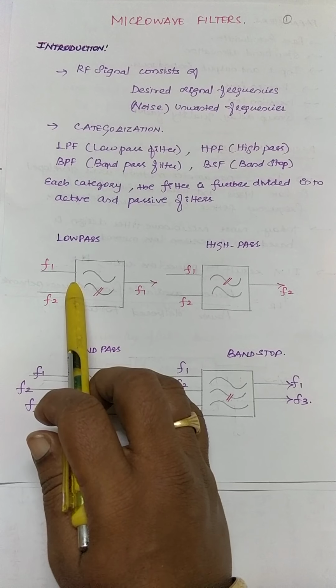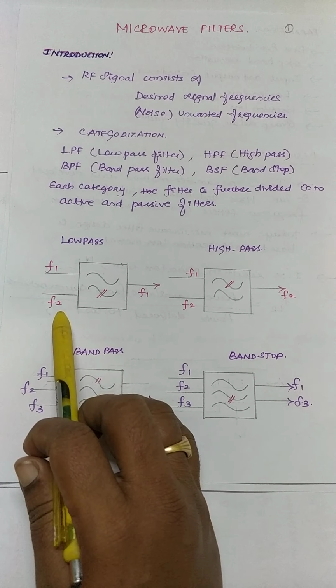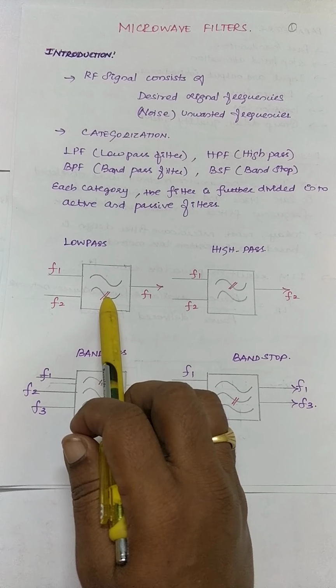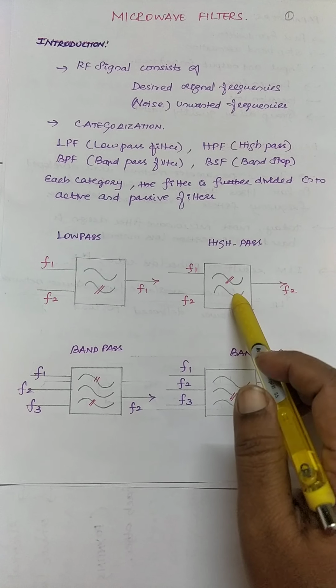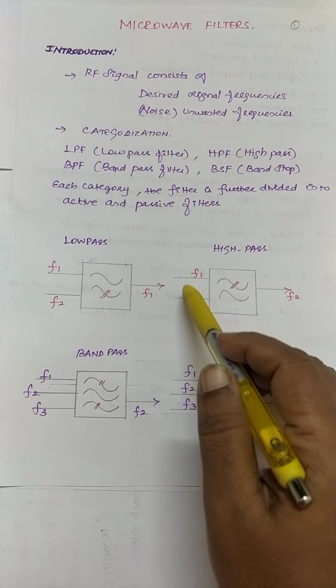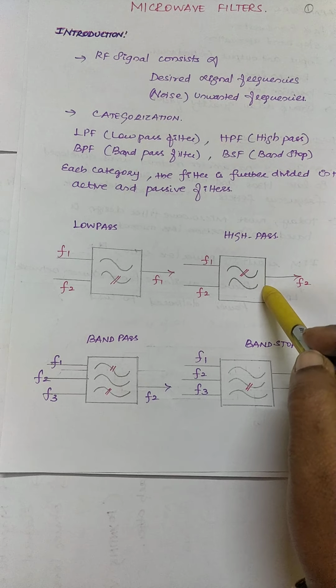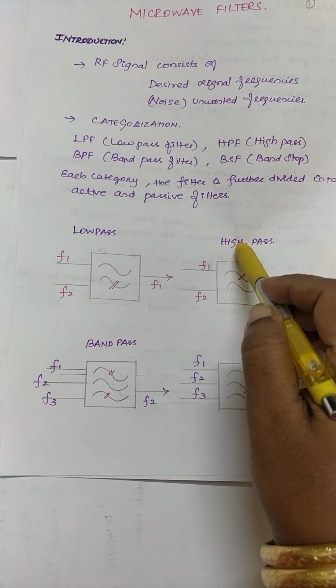The diagram very clearly depicts, we have the frequencies F1 and F2. It passes only the low frequency, whereas it rejects the higher frequency. When you go for the high pass filter, the reverse case, you have the input frequencies F1 and F2. It rejects the lower frequency, it passes the higher frequency range, that is why high pass filter.